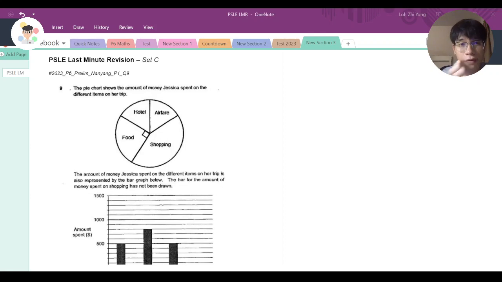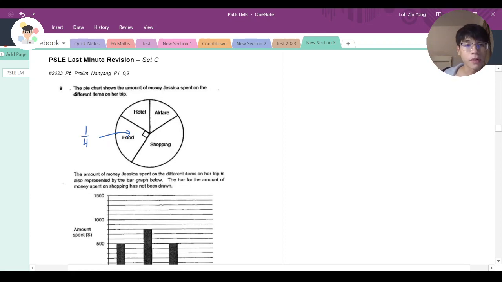And now we need to look at our first question, which is from Nanyang Paper 1, question number 9. This is about pie chart and also graph. This question says that the pie chart shows the amount of money Jessica spent on different items on her trip. So we are given a pie chart where we know that food is 90 degrees, which is actually 1/4 of the total amount of money spent.